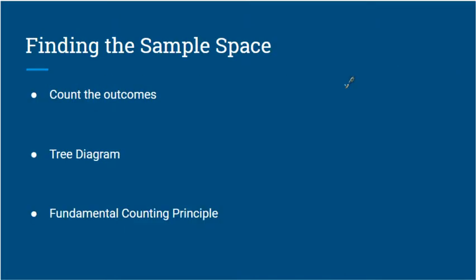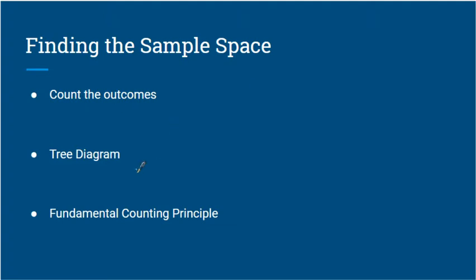All right, and then finding the sample space. So there are 3 different ways that we can use to find the sample space. One is just count the outcomes. So if I have something simple like a die or a coin, I can look at that coin and say there's 2 sides, there's a head and a tail. Those are my 2 outcomes. All right, so my sample space would be heads or tails.